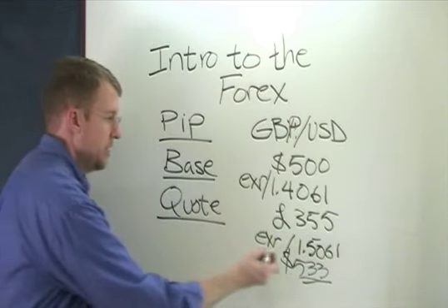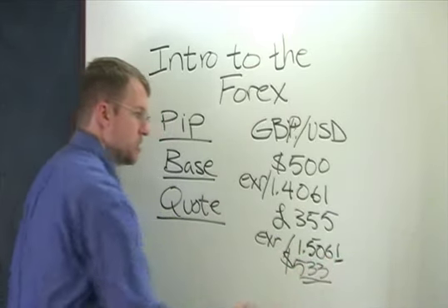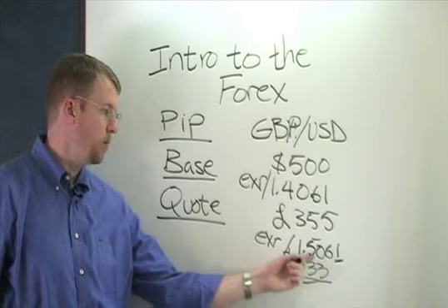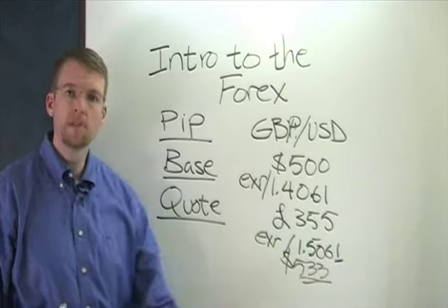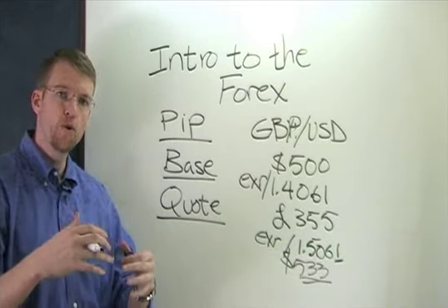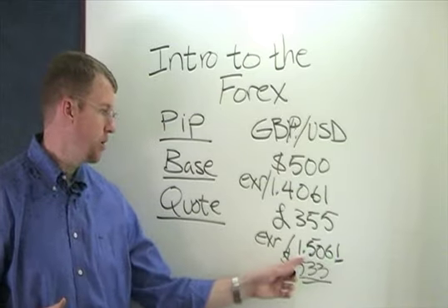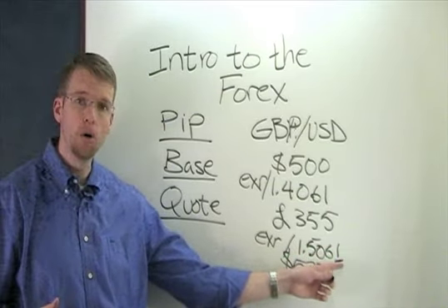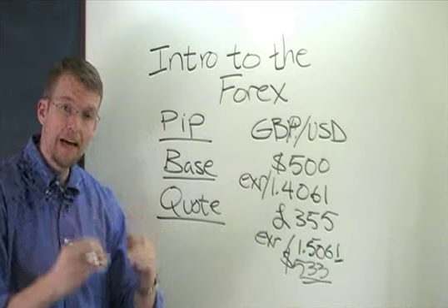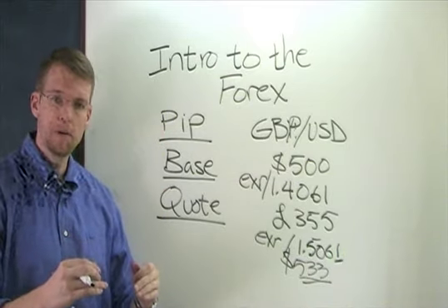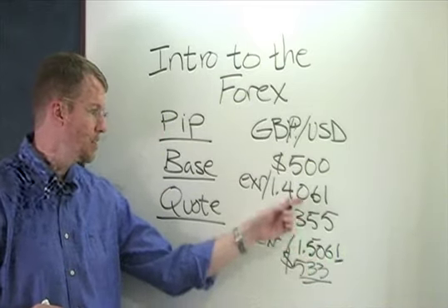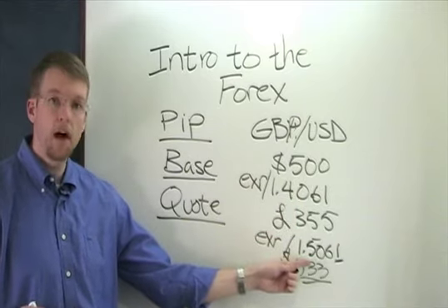A pip is this decimal place right here. So if this decimal place actually went to 1.5062, we would say that the exchange rate has improved by 1 pip. If it were to go to 1.5060, the exchange rate has changed down, or it's declined by 1 pip. That's what that means. So in this case, we actually saw an improvement of 1,000 pips.